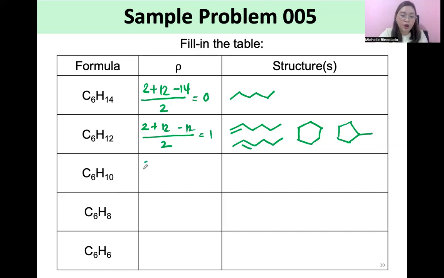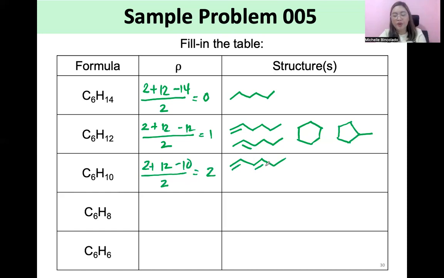C6H10 is our next one. 2 plus 12 minus 10 over 2. The rho of this, guys, is 2. So what are the possibilities for compounds whose formula is C6H10? What combinations can we have for rho equal to 2? Two double bonds are possible. Let's try, two double bonds, it can be like that.